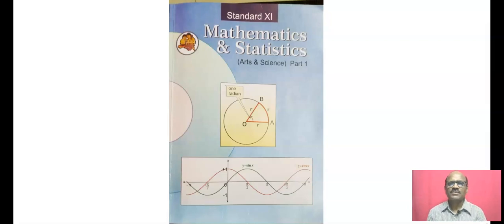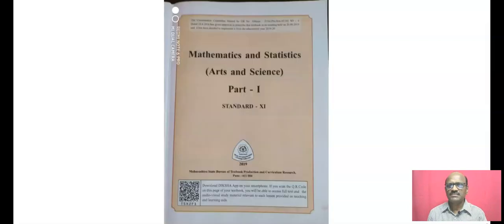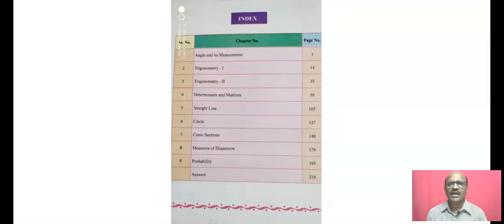Now this is the textbook Mathematics 1. In this textbook, we will learn trigonometry, angles and measurement, trigonometry, and some geometry, that is the straight line, circle, conic section, probability, and measures of dispersion. Now angles and measurement is the first chapter.